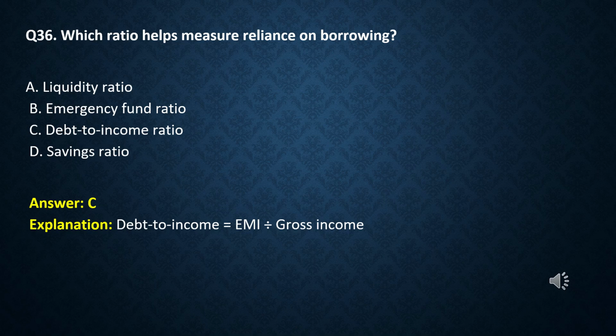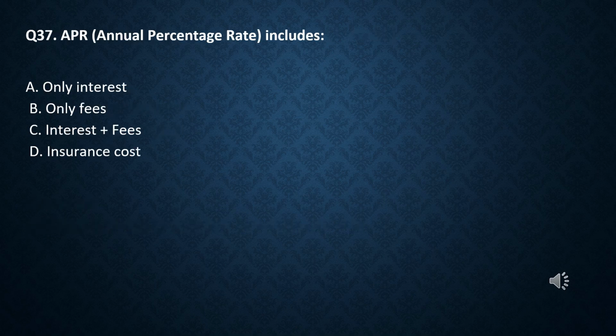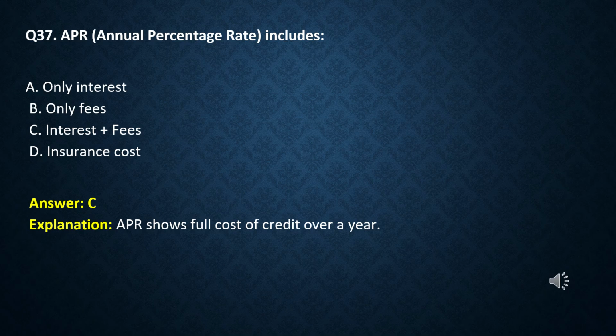Next question. APR, annual percentage rate, includes option A only interest, option B only fees, option C interest plus fees and option D insurance cost. Correct answer is option C interest plus fees. APR shows full cost of credit over a year.